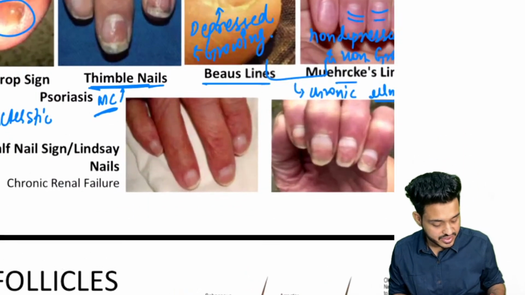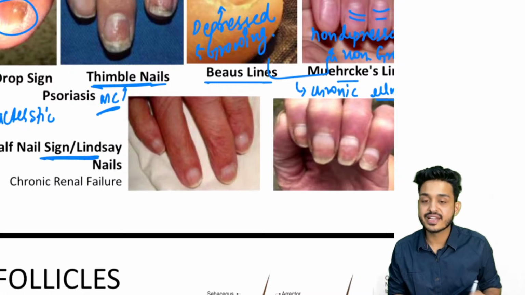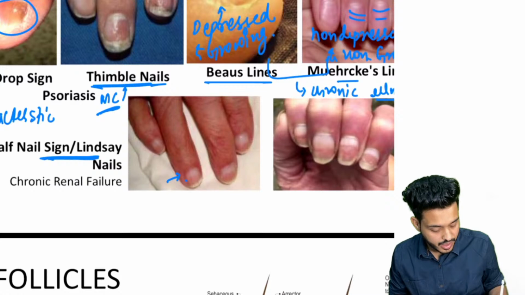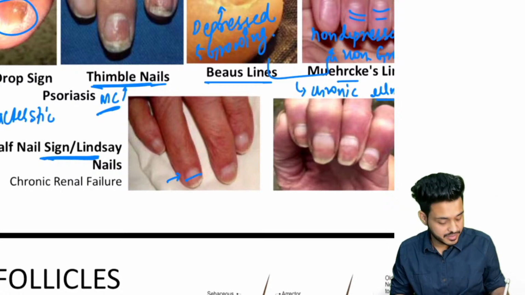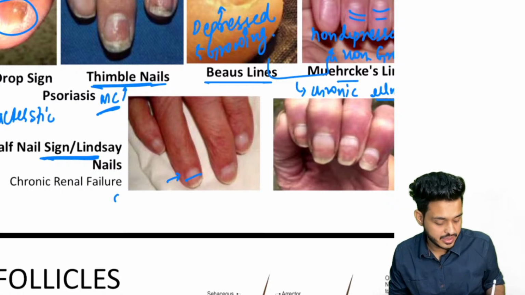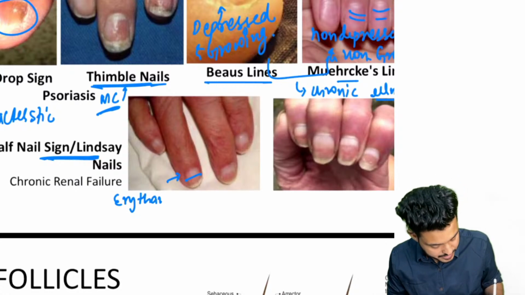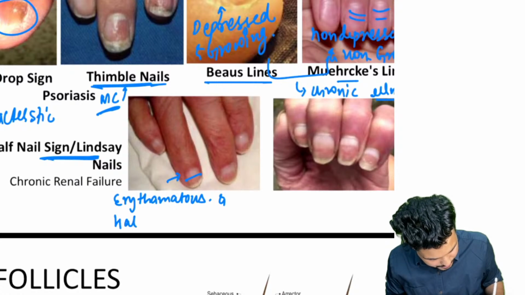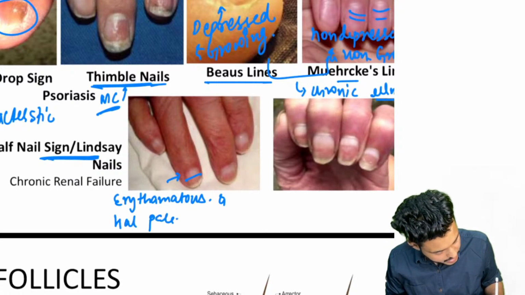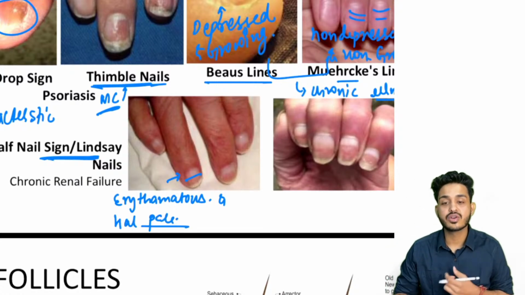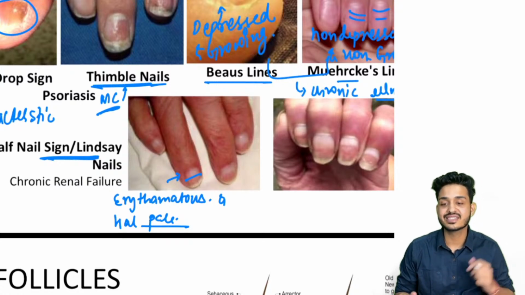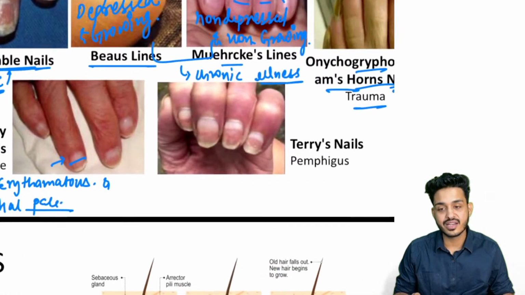Okay, next one is your half nail sign, or you can say Lindsay's nail. Look here. Half nail is red, half nail is erythematous, and half is white, or pale. This one would be seen in the cases of chronic renal failure. You will see these cases in the patients of chronic renal failure.